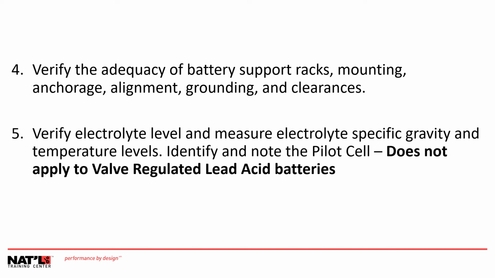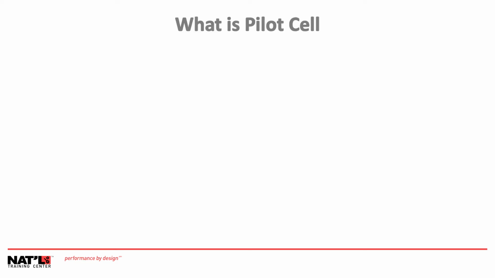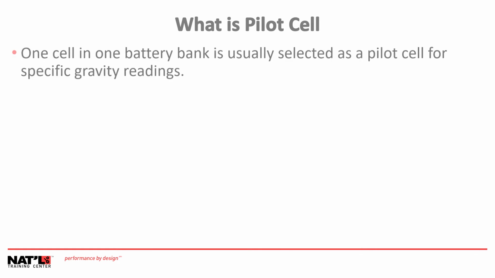Next, we verify the electrolyte level and measure the electrolyte specific gravity and temperature levels. Identify and note the pilot cell. This does not apply to valve regulated batteries. So what is a pilot cell? It's one cell in one battery bank, and it is usually selected as a pilot cell for specific gravity readings.